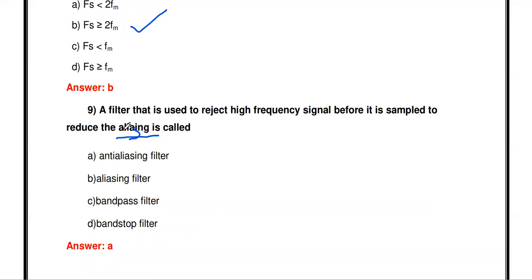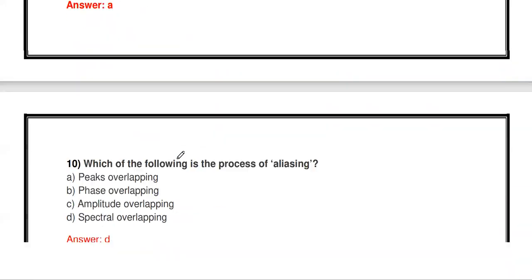In order to reduce this aliasing, we use a filter that rejects the high frequency signal before it is sampled. Before performing the sampling process, the signal x of t is passed through one filter in order to avoid aliasing. That filter is called the anti-aliasing filter, among the options aliasing filter, band pass filter, band stop filter. This anti-aliasing filter is nothing but a low pass filter. The name anti-aliasing is because this filter is used to reduce the aliasing distortion. So this is the answer.